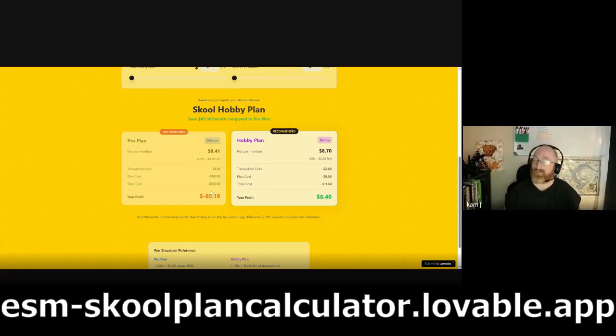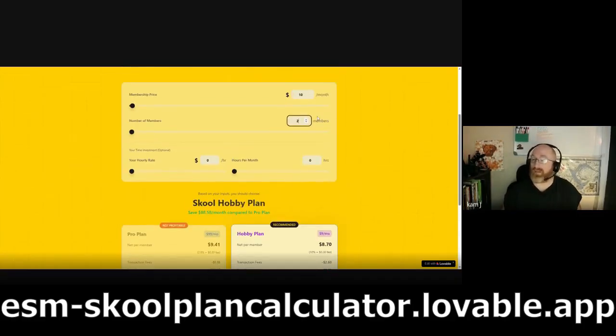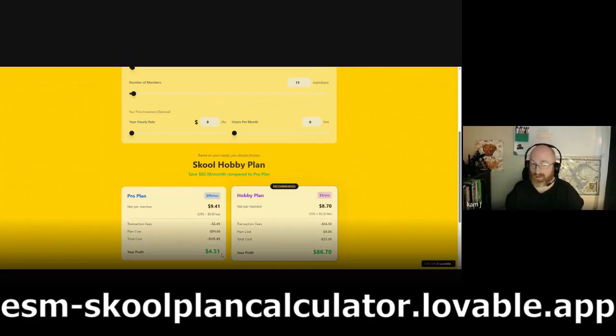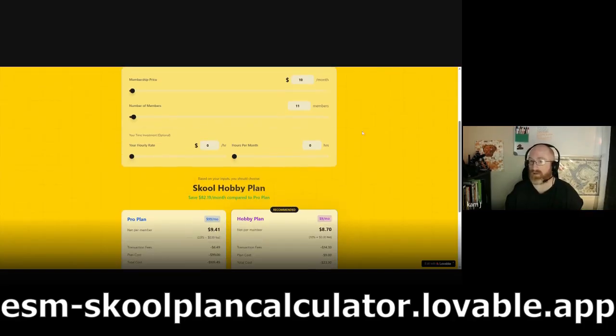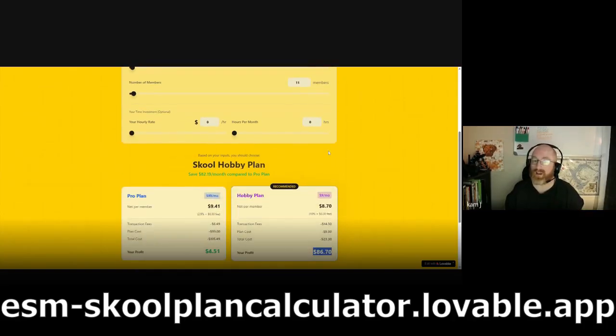Obviously, with only 2 members, the Pro Plan is not worth your time yet. But there's a point where the Hobby Plan becomes less beneficial to you than the Pro Plan, and you should switch over to the Pro Plan. What is that point? We're going to figure it out. Let's just keep on raising our members up under this $10 a month membership club. We see it becomes profitable at 11 members, but it's still recommending the Hobby Plan because profit is greater under the Hobby Plan. At what point does profit become greater under the Pro Plan?